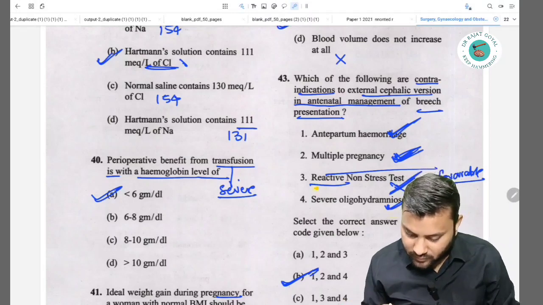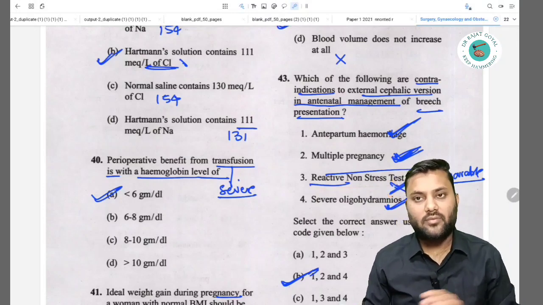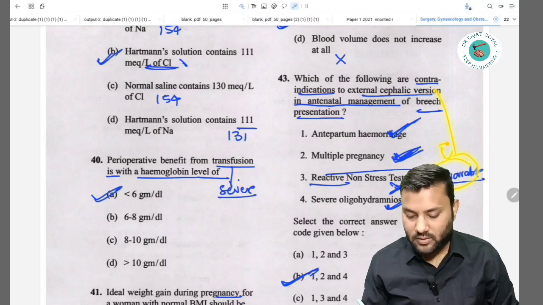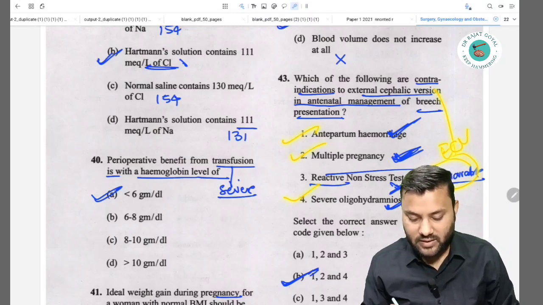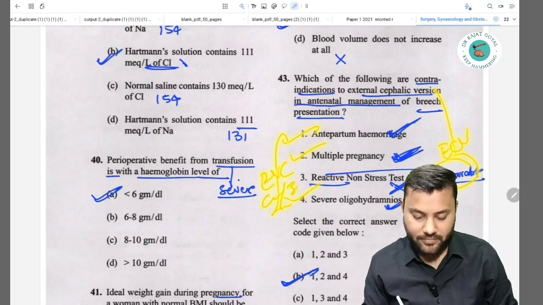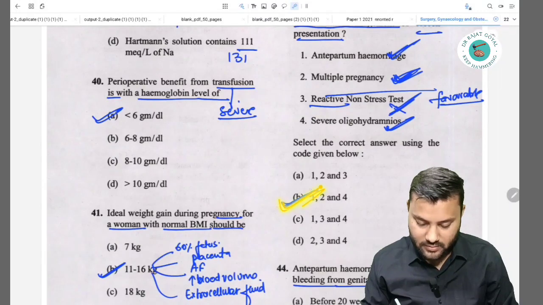Reactive non-stress test, no, this is incorrect, because a reactive non-stress test is a favorable condition. So here we can do the ECV, but in all the other cases these are unfavorable conditions, so ECV is contraindicated. So the answer will be 1, 2 and 4. Option B is correct.